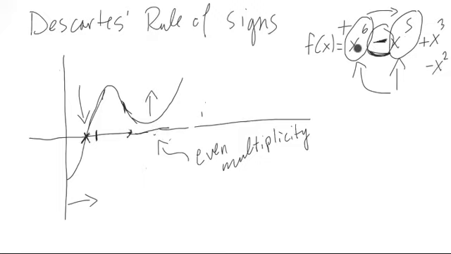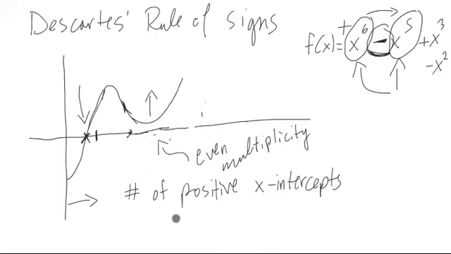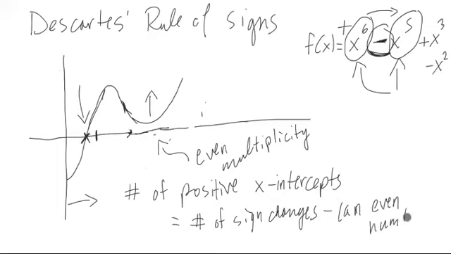Now, using this basic idea, we can say this: the number of positive x-intercepts is equal to the number of sign changes minus an even number. That even number could be 0, could be 2, could be 4, just anything even. Of course, you want the result to be greater than or equal to 0, so that eliminates some possibilities.